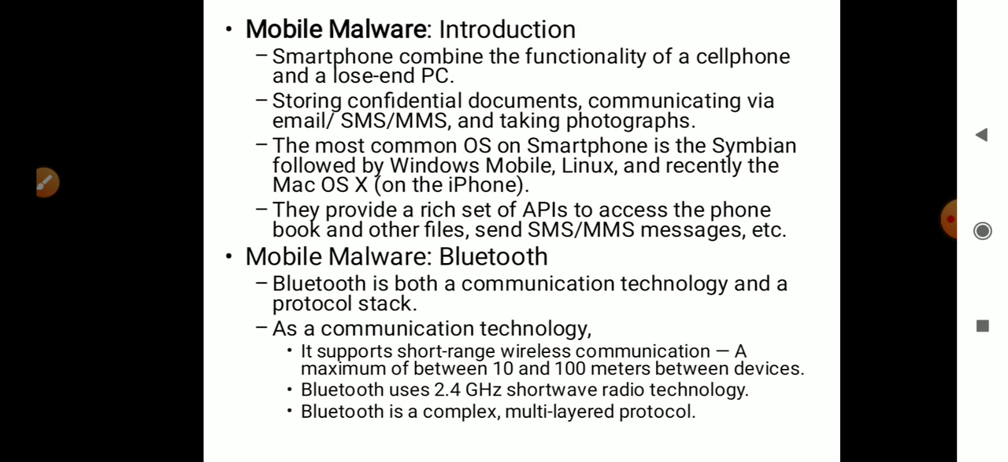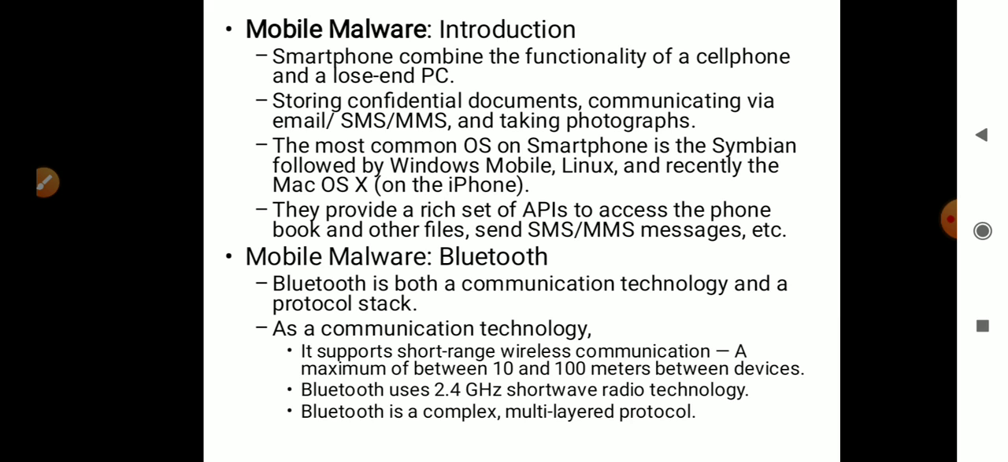A smartphone has the functionality of a cell phone and is also a low-end personal computer. It provides various features such as storing documents, communicating via emails and SMS, and sharing and taking photographs. This is all done with the help of the APIs which the mobile has, which are built on the operating system, such as Symbian, Windows Mobile, Linux or Mac OS.